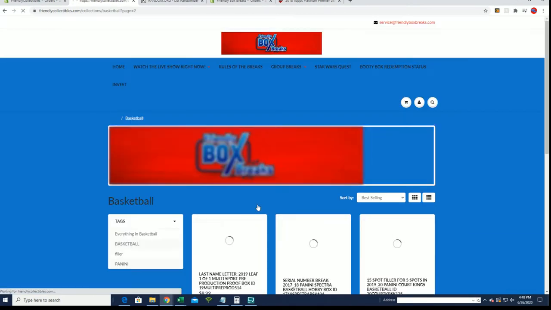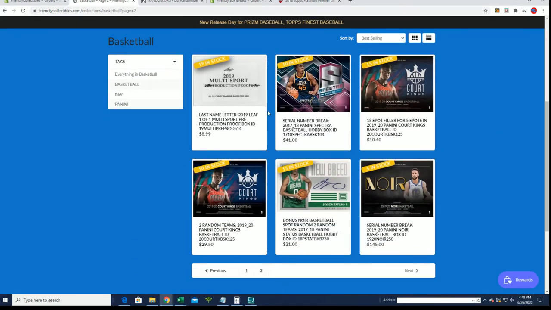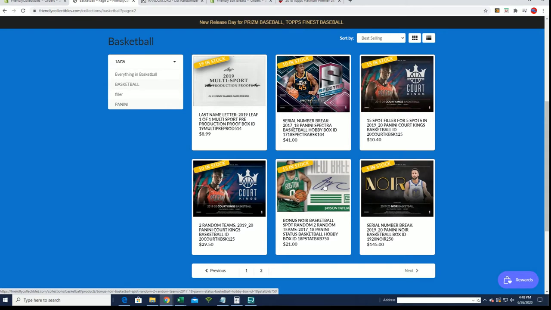on page 2, there's Noir Basketball. Currently at 5 left, there's a spot for that, a chance of that in Status Basketball too, guys, are random. So just a heads up, there's a chance you buy into that break and there's a random, you're guaranteed in that break and a chance at Noir.